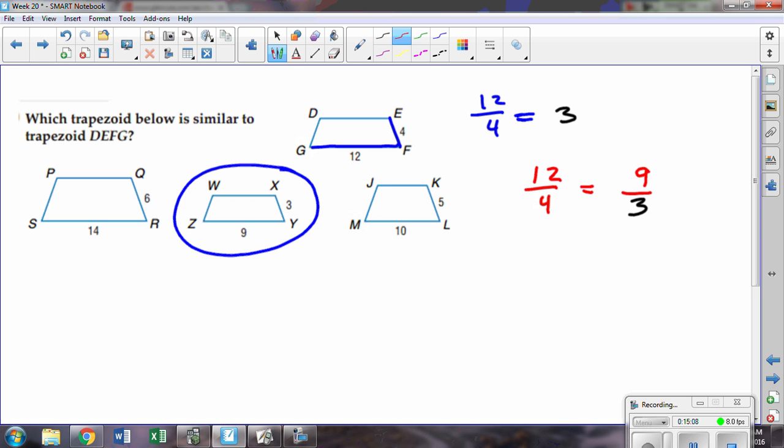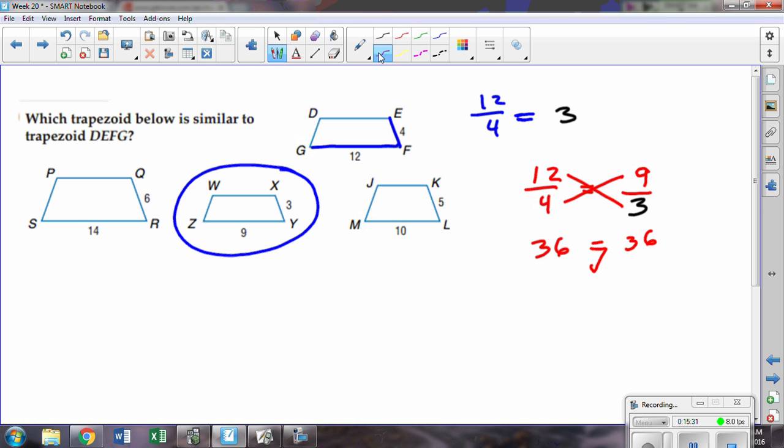You probably recall from your Algebra and pre-algebra classes that you can verify this by multiplying each of the diagonals. 12 times 3 is 36. 9 times 4 is also 36. And because this is true, it checks out, and we know that it was correct. This is one way to set up the proportion. It's not the only way.